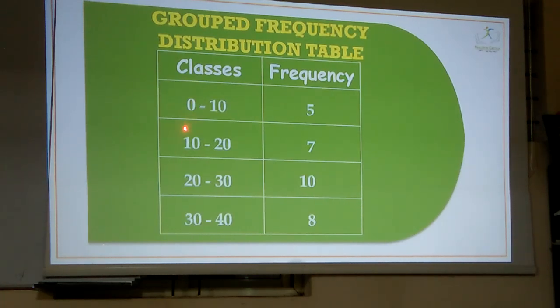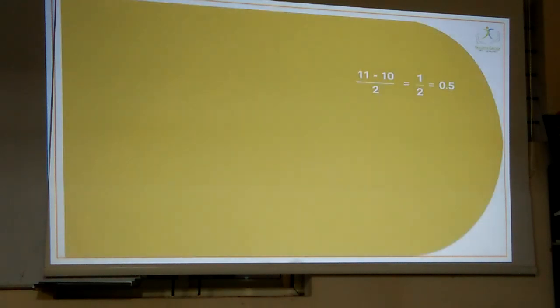So we take the classes like this. This is called class intervals. You can see there is a lower bound as well as an upper bound. 0 to 10, 10 to 20, 20 to 30, 30 to 40, in interval form. Correspondingly, from 0 to 10 there are 5, from 10 to 20 there are 7, from 20 to 30 there are 10, from 30 to 40 there are 8. This is what frequency means. Clear?